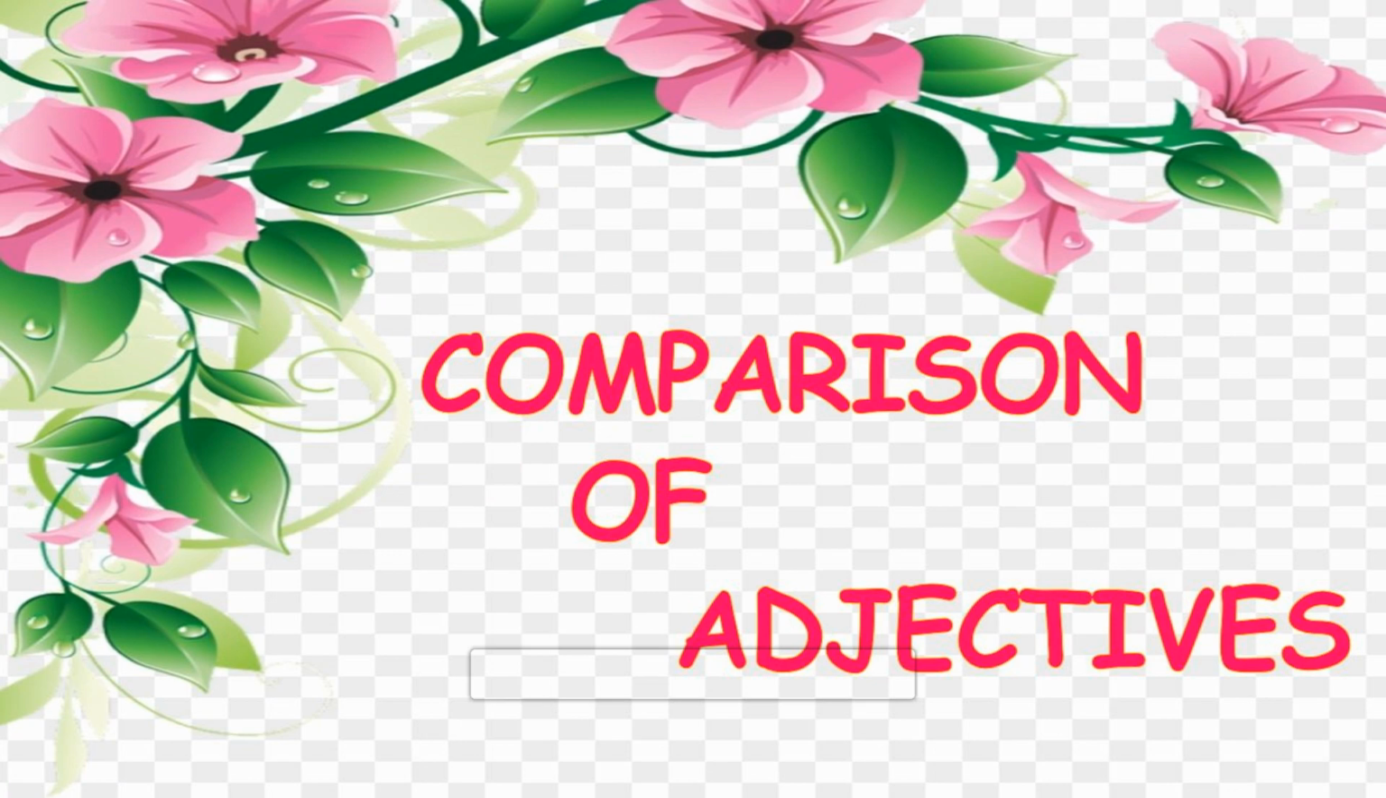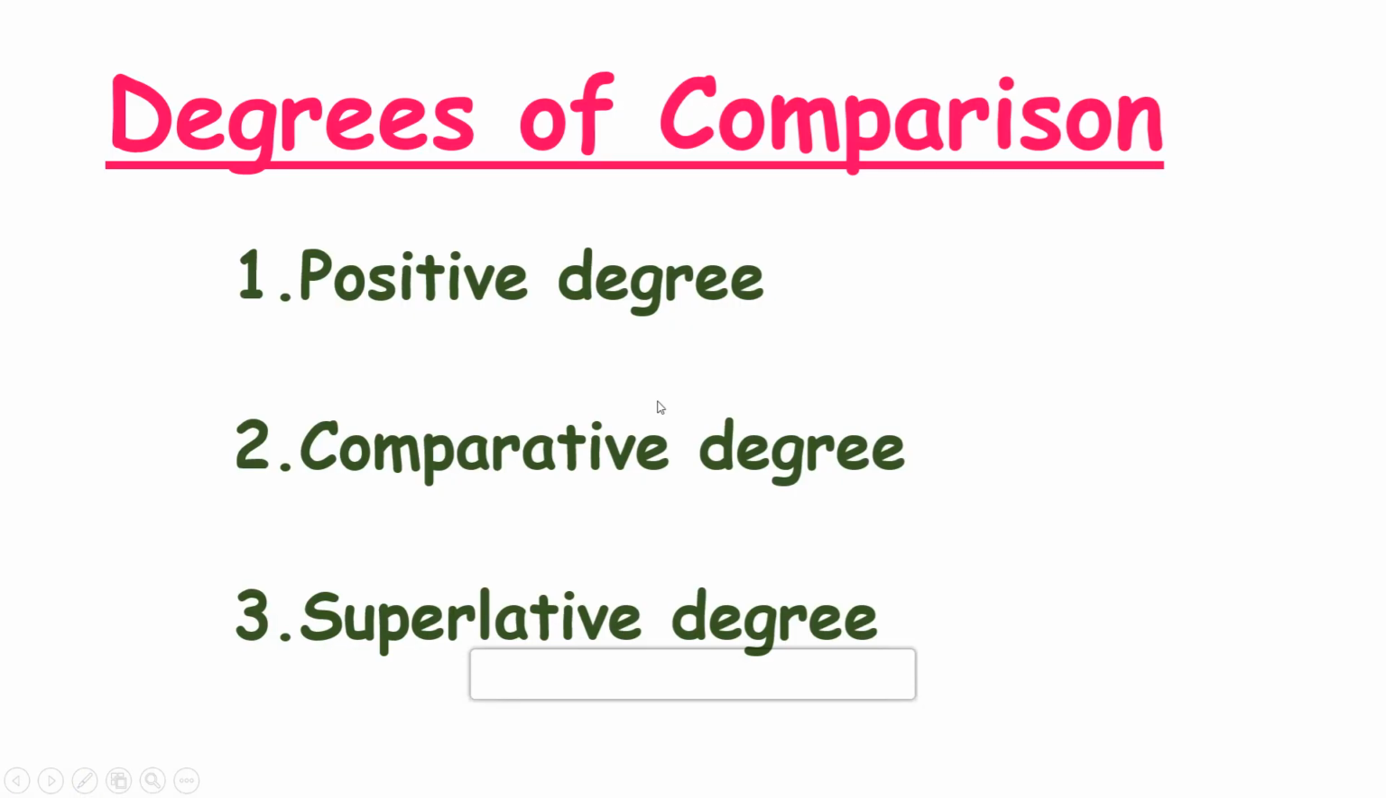In today's video, I'm going to discuss with you all the comparison of adjectives, meaning how adjectives are formed. Basically, there are three ways to form adjectives. First one is the positive degree, that is the simple form where no suffixes are added. Then the comparative degree, where suffixes are added. I will tell you later on how it is formed. And then the last one is the superlative degree, in which also suffixes are added. So without wasting much time, let's get started.